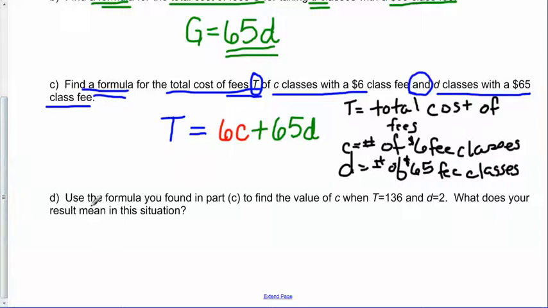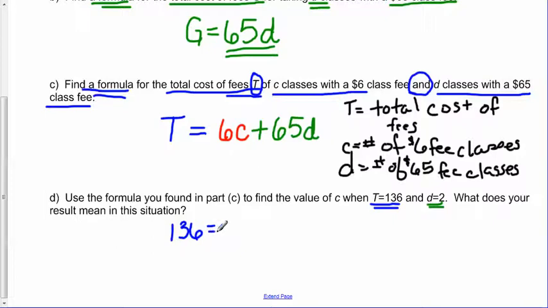The last thing we're going to do is use this formula that we just found here in part C, and we're going to put in some values for it. So they're asking us to have T equal 136, and they're asking us to have D equal 2. So let's go ahead and substitute those values into the formula. T is 136.